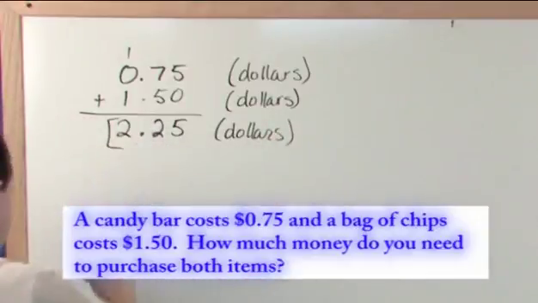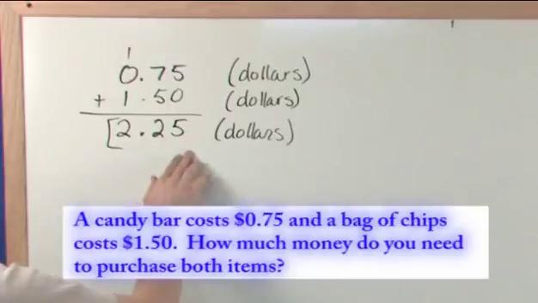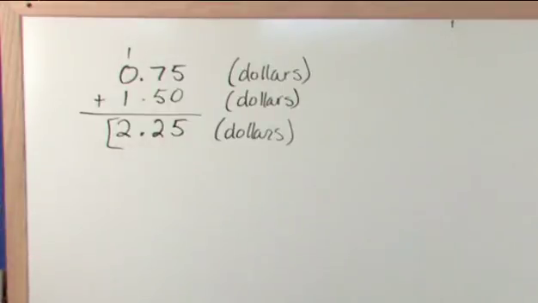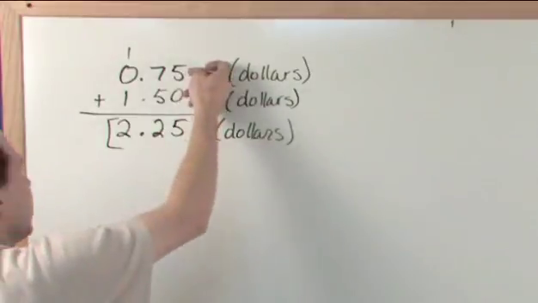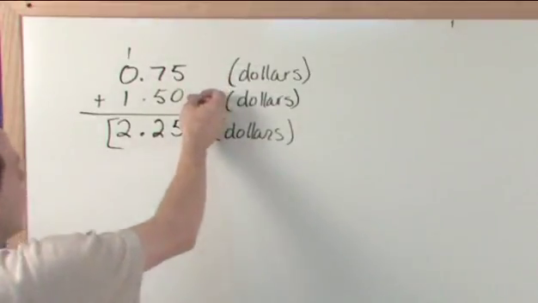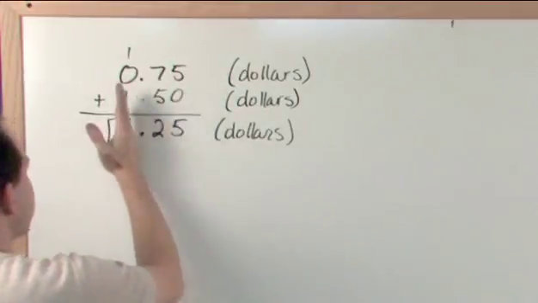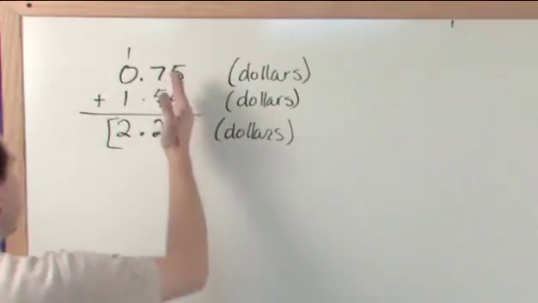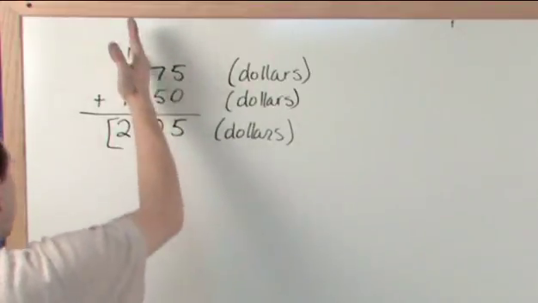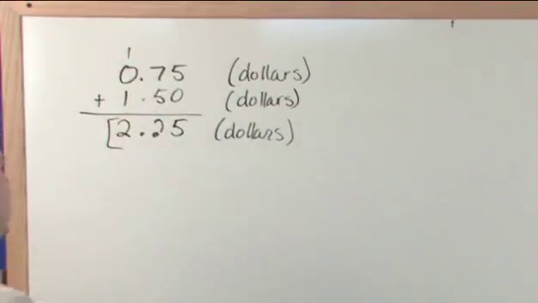Okay? What you should remember just from your coins and money and all that, that's $2.25. So you had the 75 cents for the candy bar, $1.50 for the chips, and you just add them up. And you just have to work from the right to the left. 5 plus 0 gave us 5. 7 plus 5 gave us 12. Carry the 1, and you add this up and you get the 2.